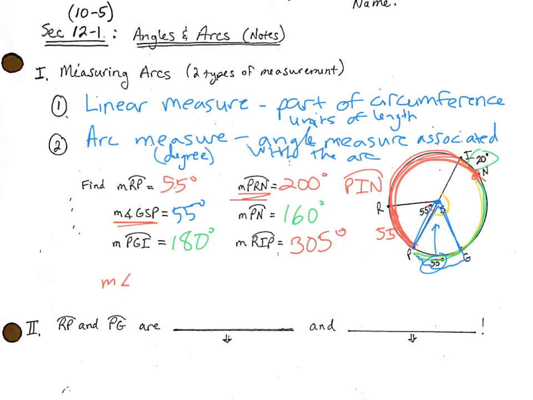Okay, so that's a pretty good intro to finding arc measures and naming arcs as well. I want us to make a quick observation, RP and PG. So I want us to focus on these 2 arcs from R to P and P to G on this picture. Notice that they're both 55 degrees. Okay, they also both share a point, and they just go in opposite directions.